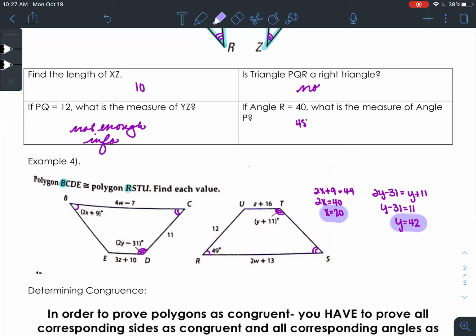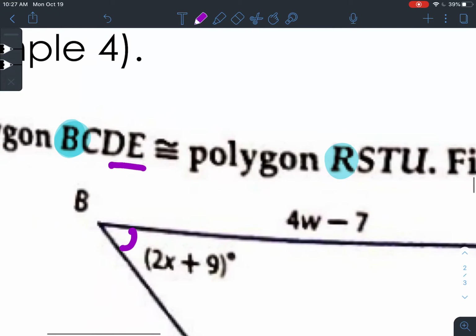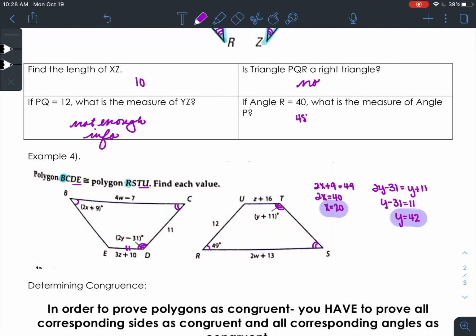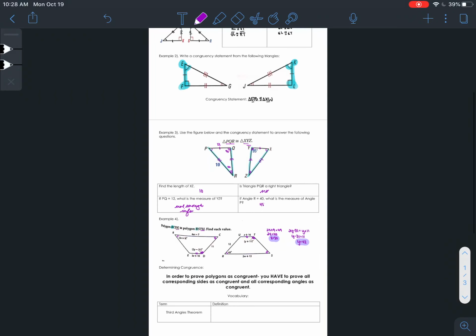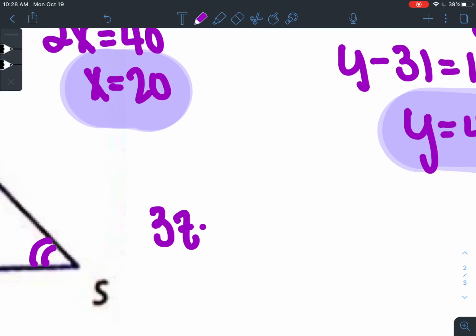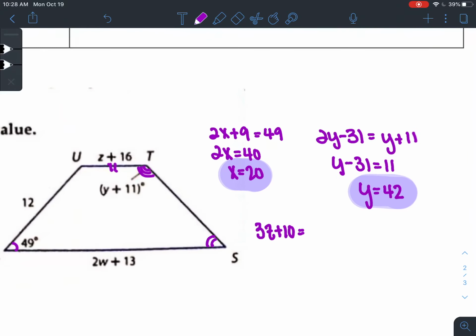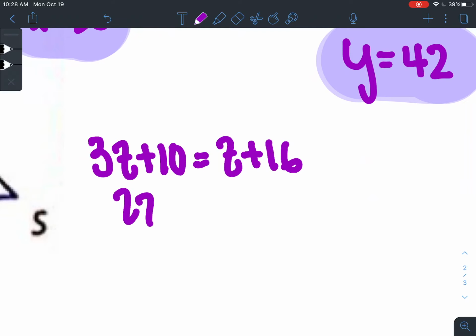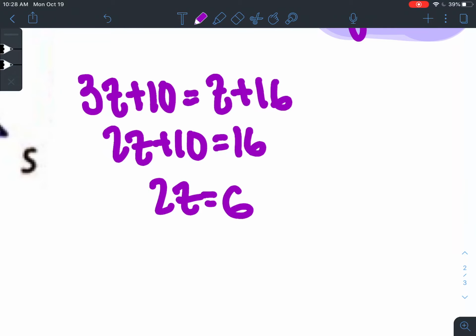Okay, let's find Z now. If we look at Z, let's start with ED, or DE, either one. That corresponds with TU. So if we look at those sides, I have ED right here, congruent to TU. I'm going to set 3z plus 10 equal to z plus 16. Solving, I'm going to get 2z plus 10 equal to 16. Subtract that 10 over. 2z is equal to 6. Z is equal to 3.